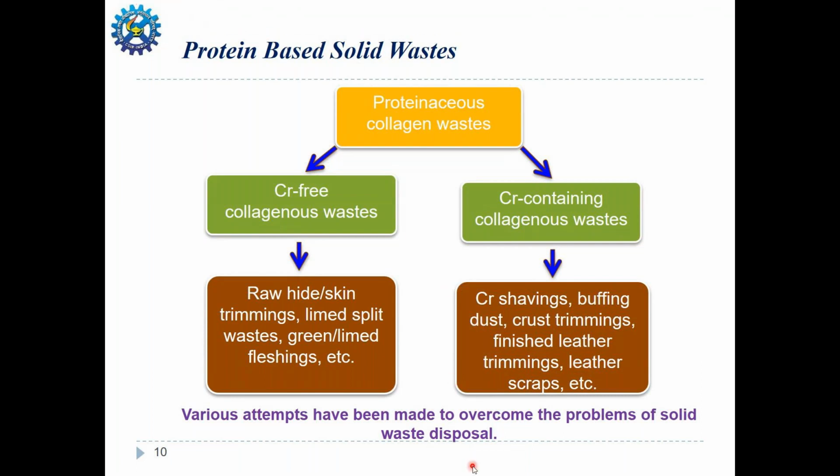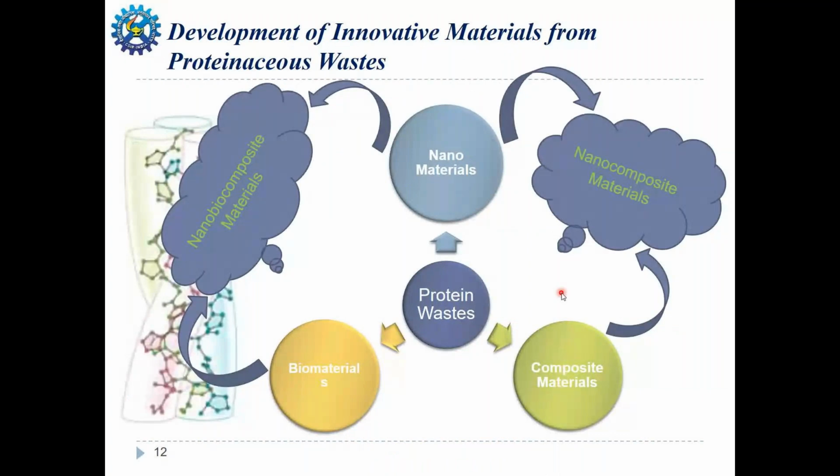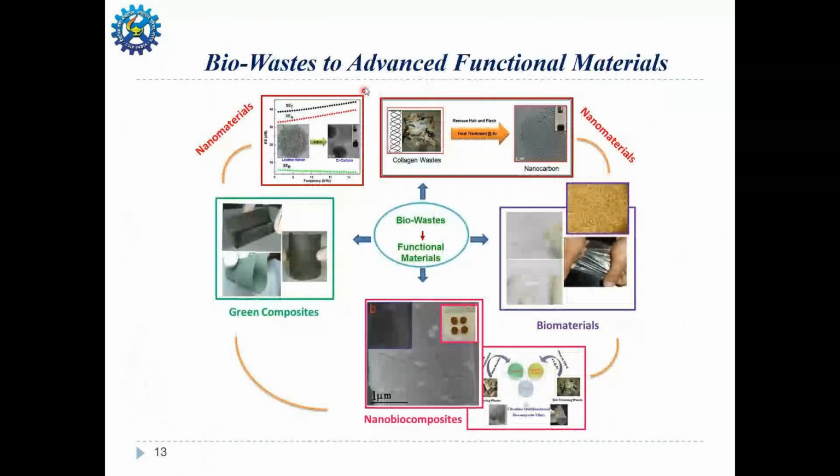And there have already been attempts to use these for a variety of applications. People use the trimmings for glue, gelatin, or adhesive manufacture, and the chromium-containing waste is used to make boards or sheets for some applications. But there is an opportunity to make use of this waste to make high value materials like nanomaterials, composites, and biomaterials. So you can potentially make some advanced functional materials out of this waste.